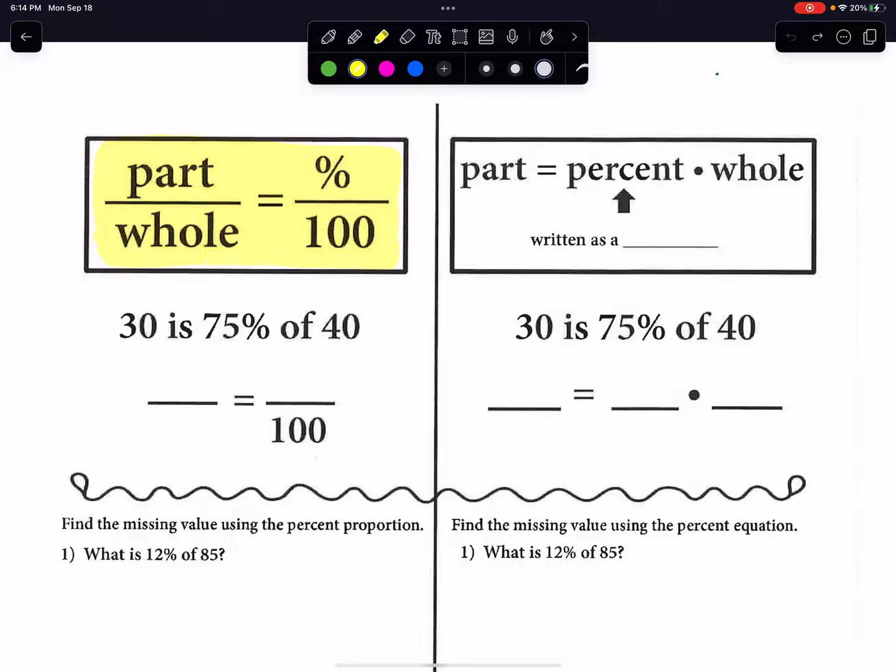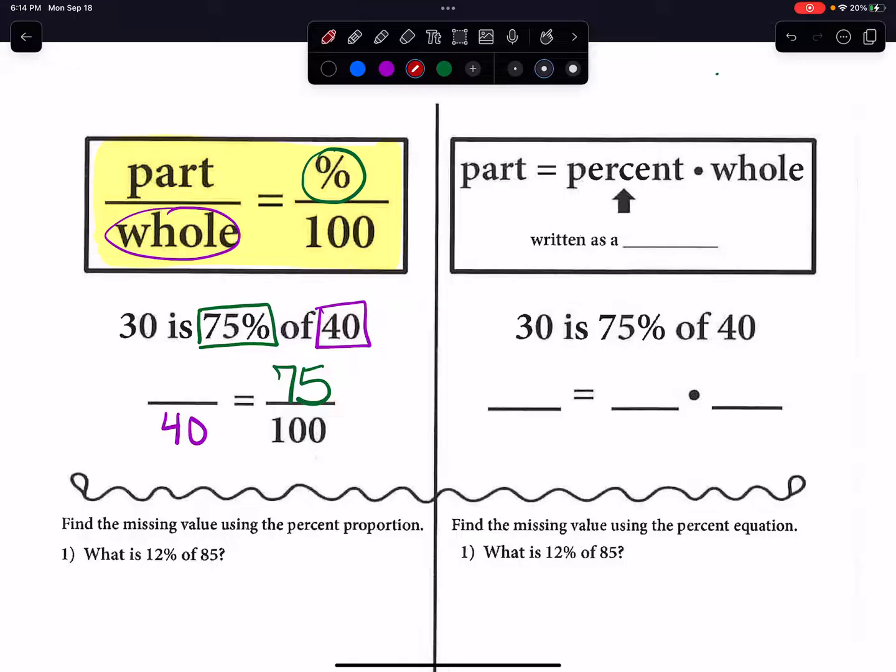So let's see what this looks like with the sentence below. It says 30 is 75% of 40. The easiest number to put in our proportion is the one that has the percent sign. That goes above 100. The next easiest is going to be the whole. The whole is what you're finding the percent of, and that goes in the denominator here. And finally, the part is what you get when you find the percent of the whole, and that goes in the numerator.